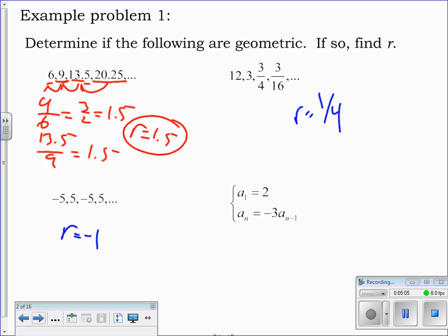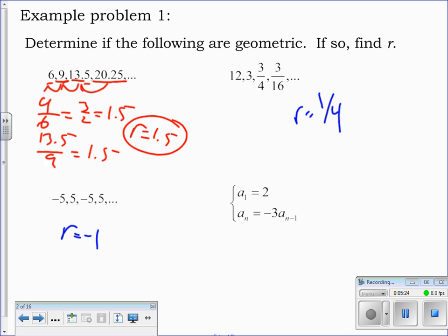Now, with the arithmetic recursive formulas, what did you do? It was a sub n minus 1 plus or minus something, only plus or minus. That was a recursive formula for arithmetic. So if I'm adding, it's arithmetic. How do I get to the next term? That's what the recursive one does.